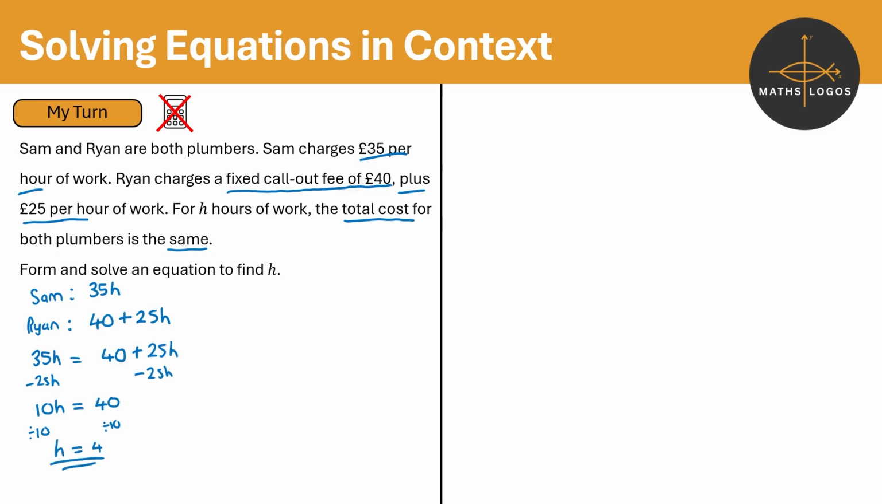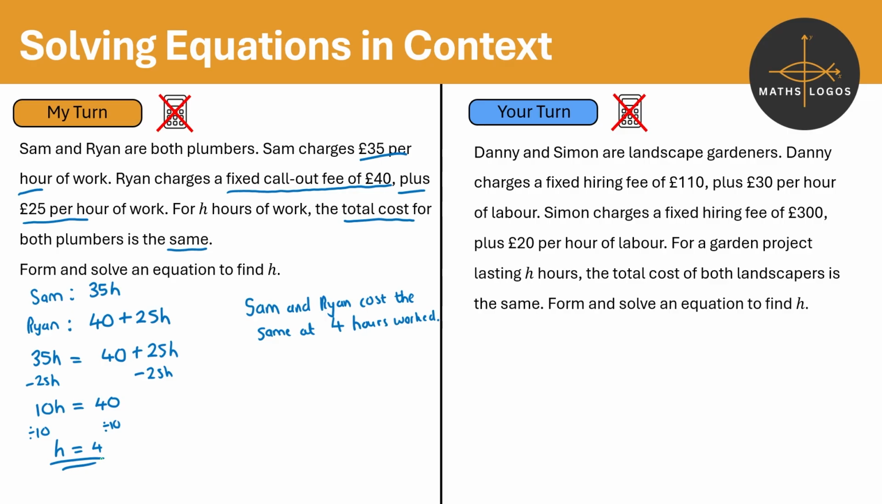So I need to put that answer in the context of the question. And h in this case is the number of hours they would need to work for them both to cost the same amount of money. So I've said Sam and Ryan cost the same at 4 hours worked. Pause the video and give this question a go.